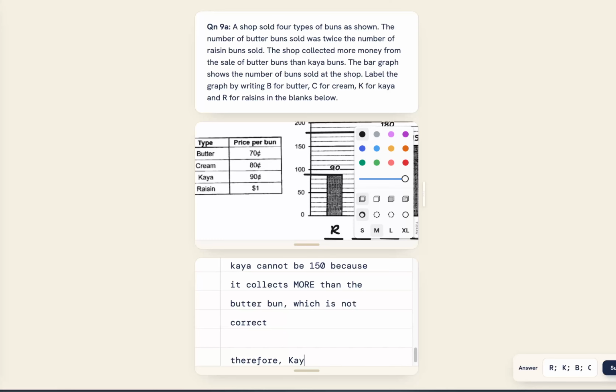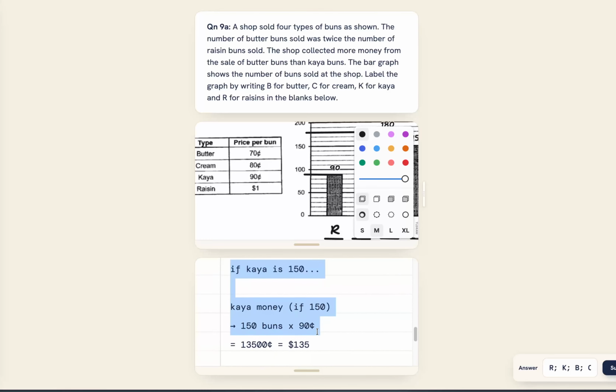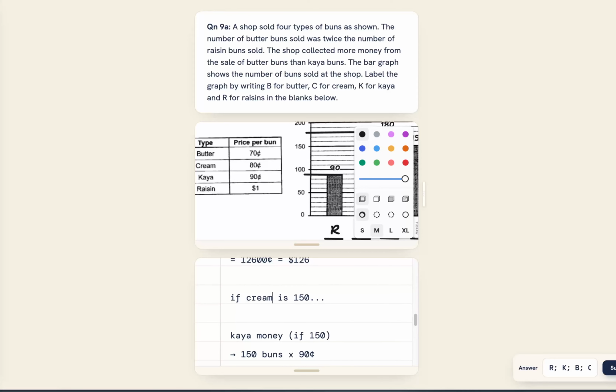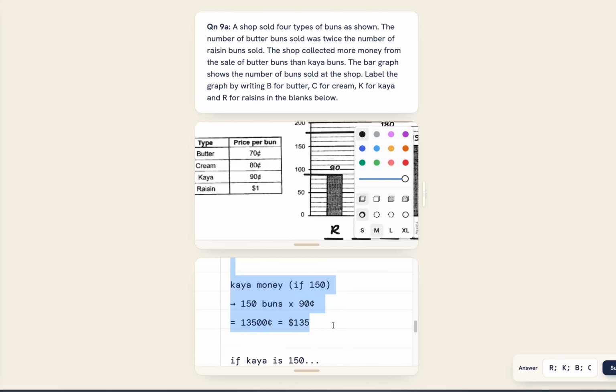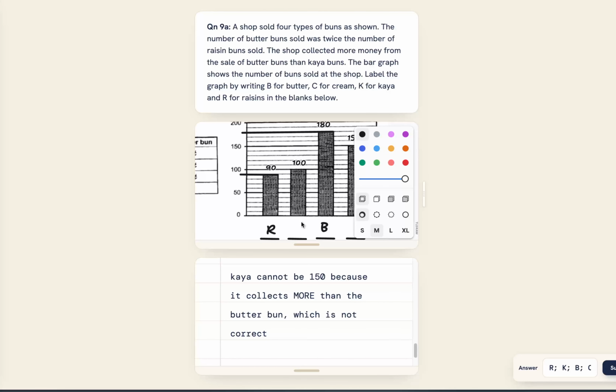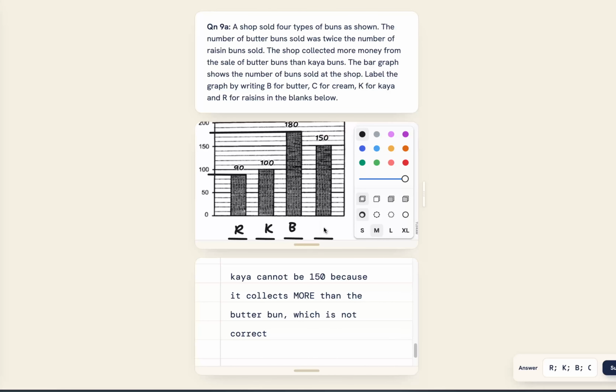Therefore, kaya is 100 and cream is 150. If you were to just double check, let's say if cream is 150, actually we don't need to check if cream is 150 because we want to know the kaya one. See, kaya. All right, therefore, the answer to this is R for raisins, K for kaya, B for butter, and lastly, C for cream. Right, there you go.